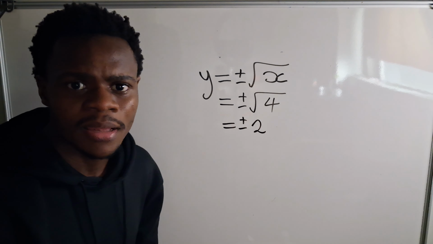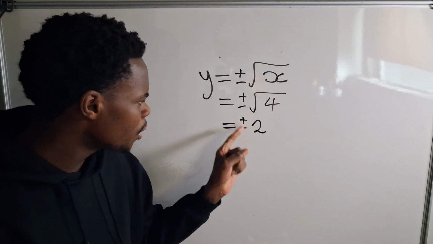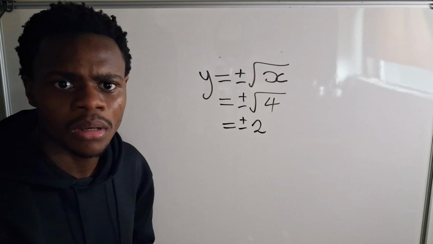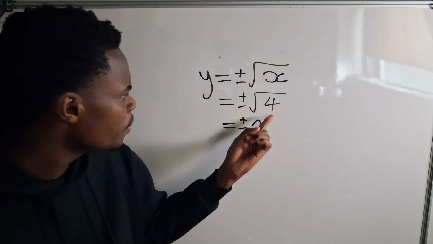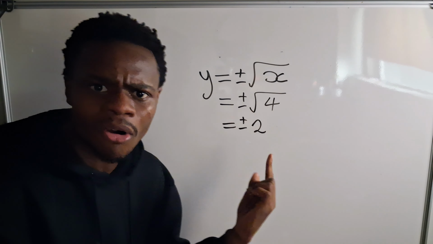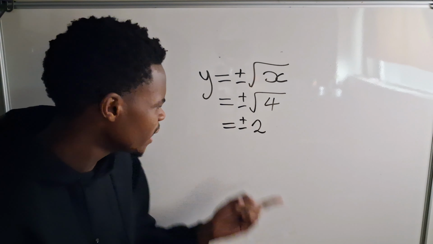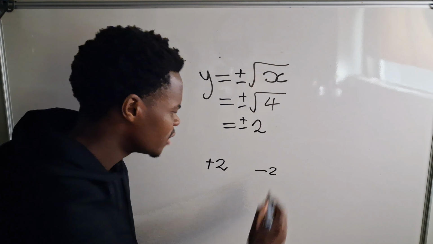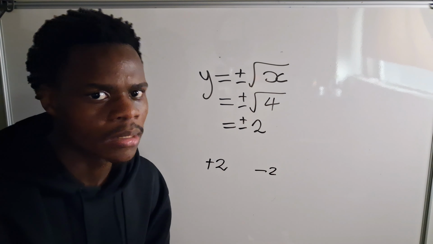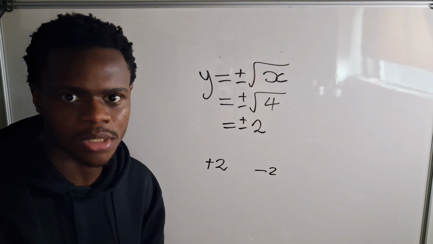What does this mean? This means that the answer is positive 2 and negative 2. How can that be? That's not a function. I mean, think about it. We put in just one number. We put in 4. That's all we did. But we're getting 2 answers. We're getting positive 2 and negative 2 as our answer. Cannot be. That's not a function.